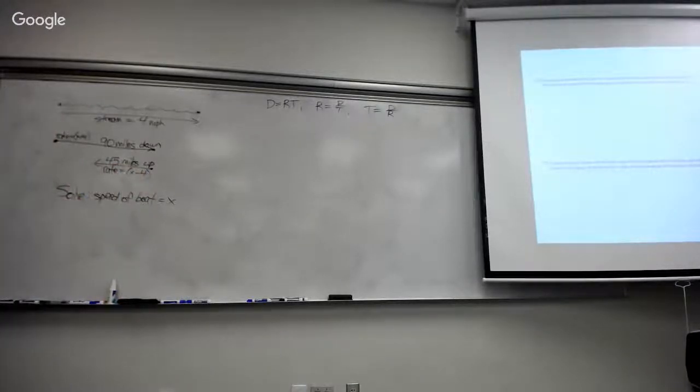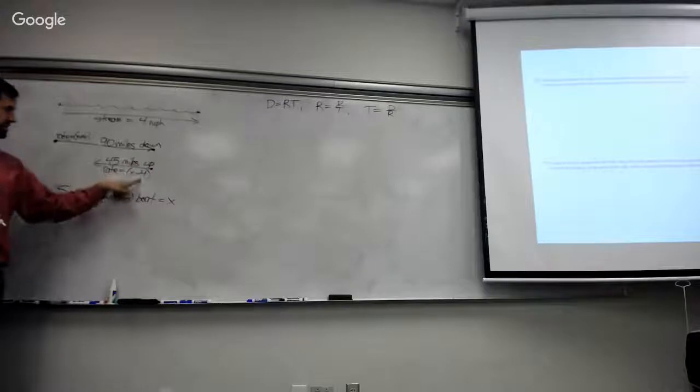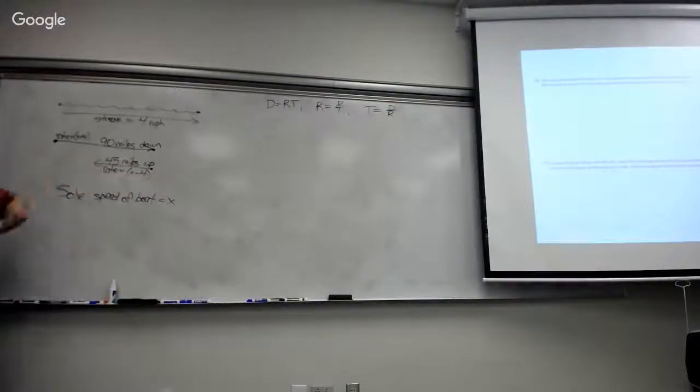So we've got downstream, the boat is going x plus 4 miles per hour, and it goes 90 miles. Upstream, the boat is going x minus 4 miles per hour, and it only goes 45 miles. And we'd like to solve for x, which is just the speed of the boat. Okay, I think we have everything we need now.